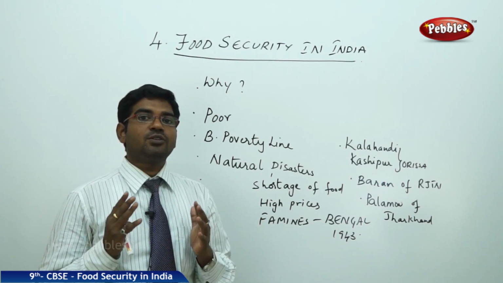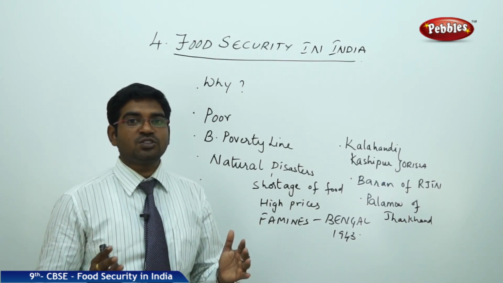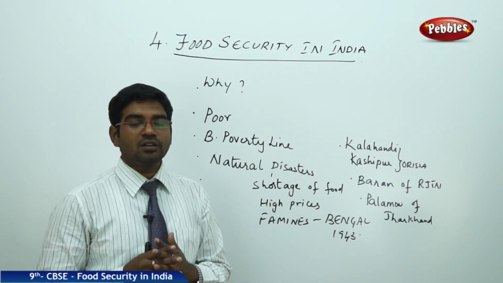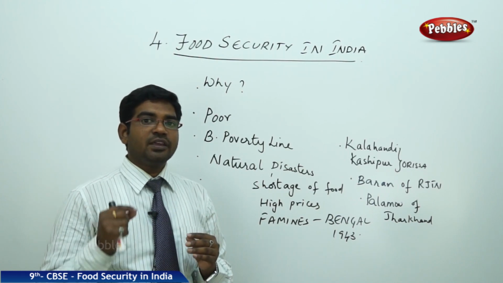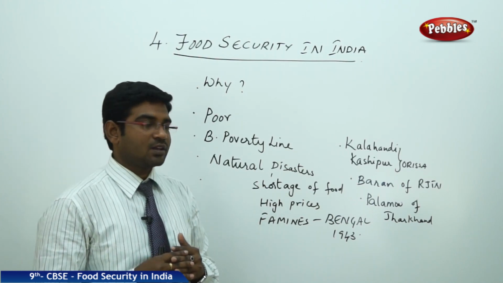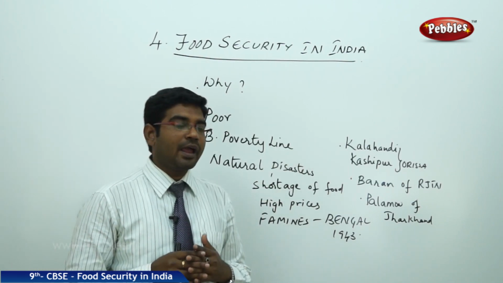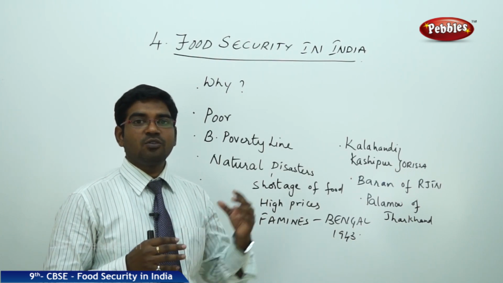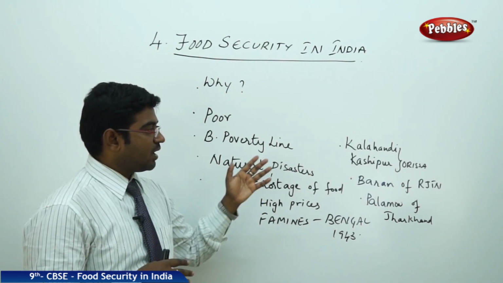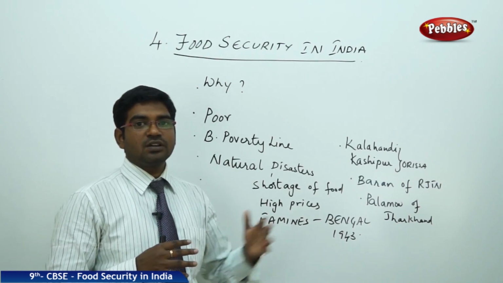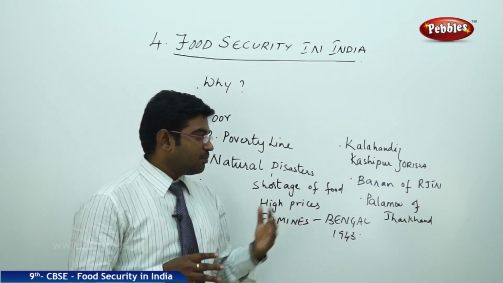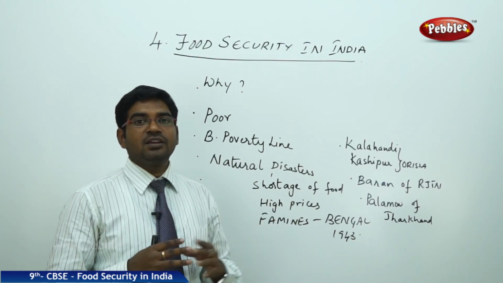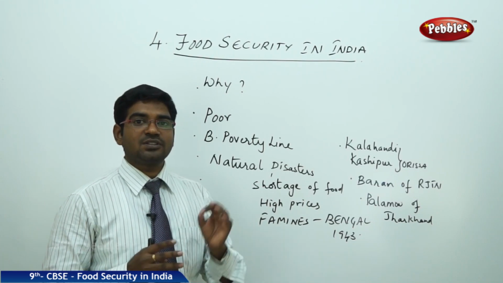So the government started to take steps in order to avoid these kinds of situations further. But still, in one corner or the other, we find some people dying due to starvation. For example, Kalahandi and Kashipuri of the Orissa region, where there have been reports of people dying due to starvation, and also the Baran district of Rajasthan and Palamu district of Jharkhand, where evidence has also been traced that people are dying because of starvation.